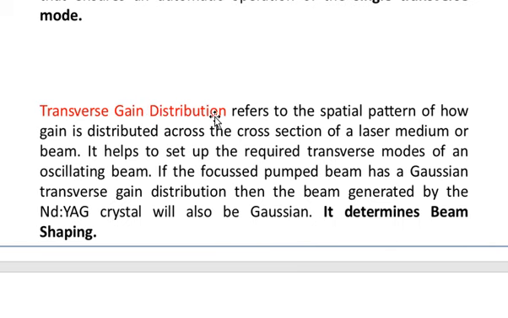The transverse gain distribution of the pump beam refers to the spatial pattern of how the gain is distributed across the cross section of the laser medium or the beam. It helps to set up the required transverse modes of an oscillating beam. If the focused pump beam has a Gaussian transverse gain distribution, that is, if our semiconductor beam has a Gaussian transverse gain distribution, then the beam generated by the Nd:YAG crystal will also be Gaussian. So it is the transverse gain distribution that actually determines the shape of the beam.